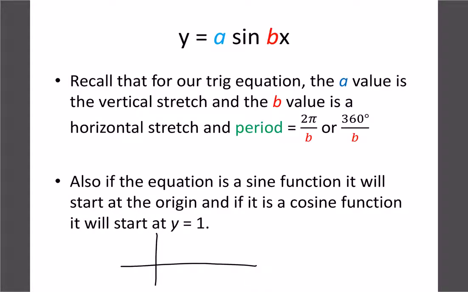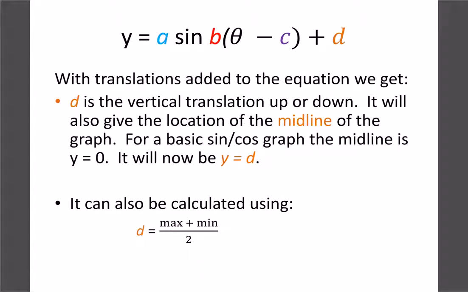We know that a sine graph starts at the origin normally and goes like that, and we know our cosine graph starts normally at 1 and does something like that. So we have our two types of graphs. We have our basic stretches, so now today we've got to figure out translations.